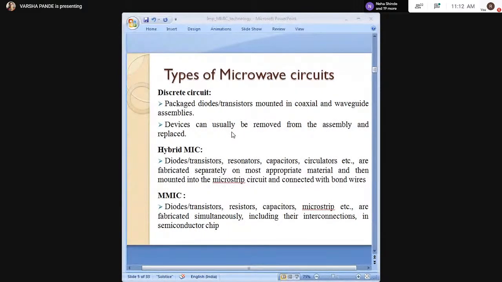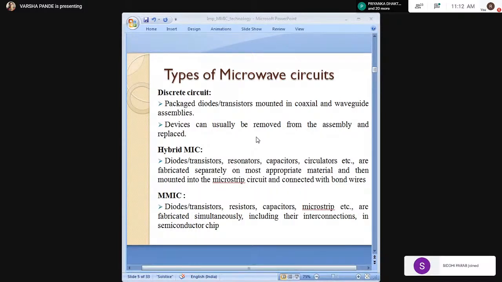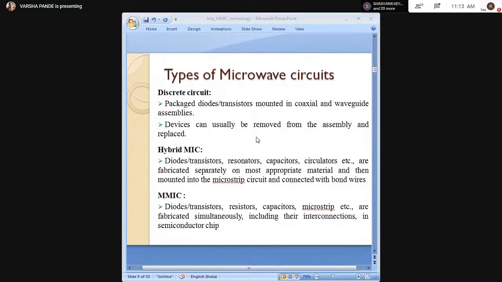Means all are mounted. Then here, if any faulty device is there, it can be easily removed or replaced. That is the main advantage of a discrete circuit. But the area requirement will be very large. Again, component assembly will be there. If any disconnection occurs, there will be a problem, but that can be easily rectified and corrected. But the area requirement will be large.